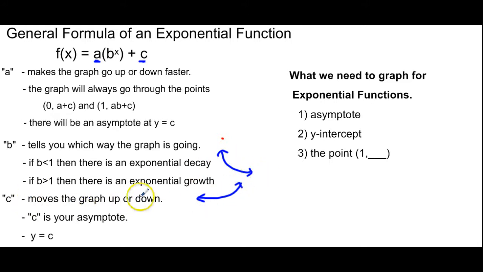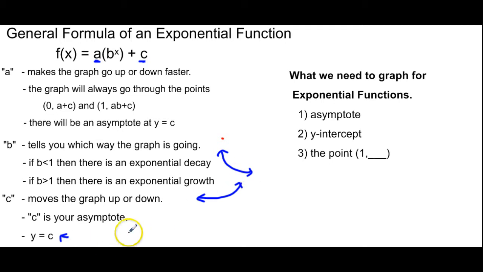C moves the graph up or down. C is your asymptote, as in it can't go past that. Last time you guys saw that this arrow was getting really close to 0. 0 was the asymptote. In this case, if you have a C number, that C value is going to be your asymptote, and this is what that value is going to look like.